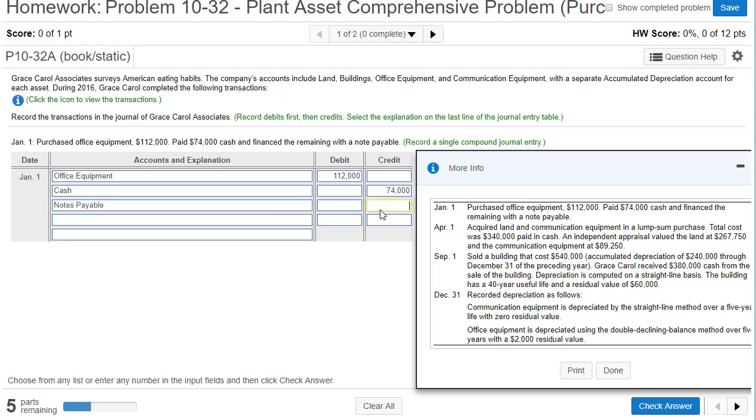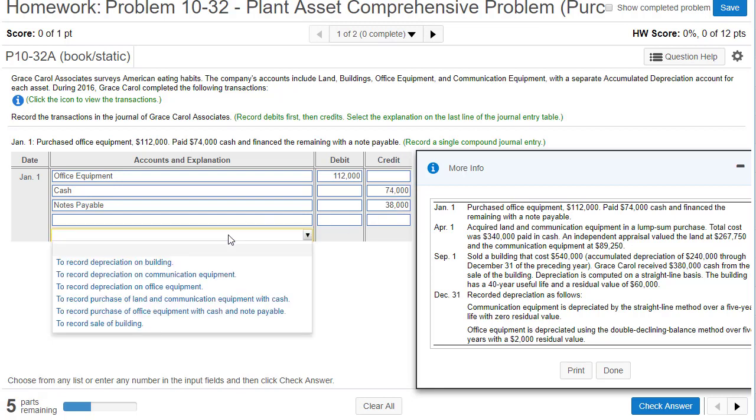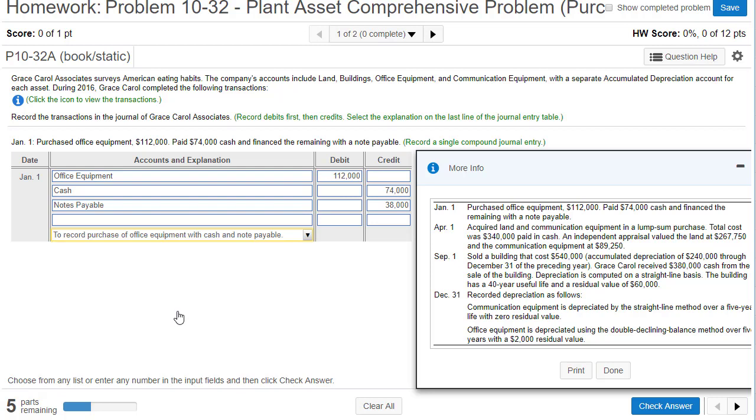So to calculate the amount to make this transaction balance, we're going to get $112,000. We're going to subtract $74,000, and that gives us $38,000 of a note payable. To record purchase of office equipment with cash and a note payable. That will be our explanation.